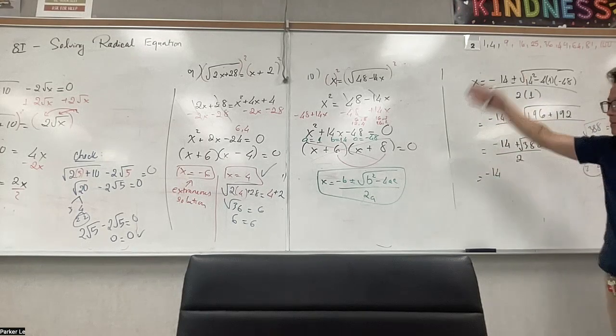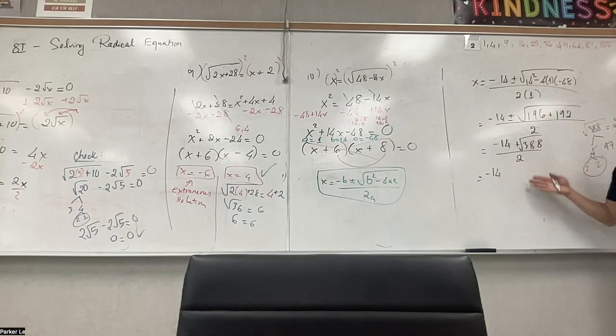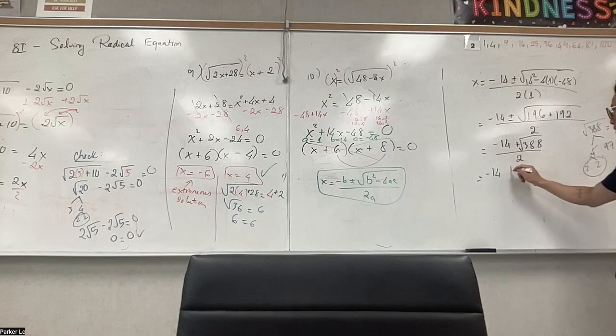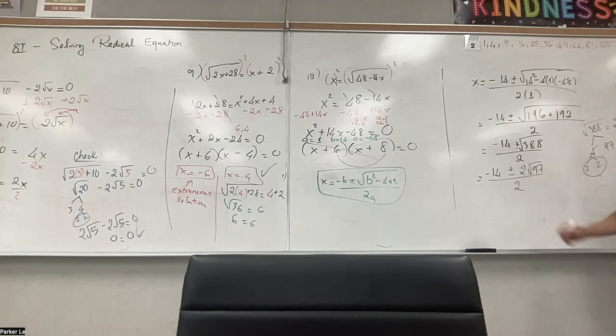So the purpose of this example is that something complicated like this can happen, so that you won't be freaked out when you see something like this. So 2 square root of 97 over 2. Is there anything we can do? Divide by 2. Exactly. Very good.